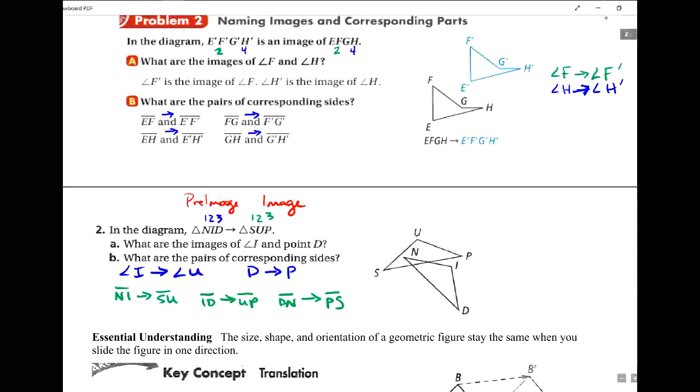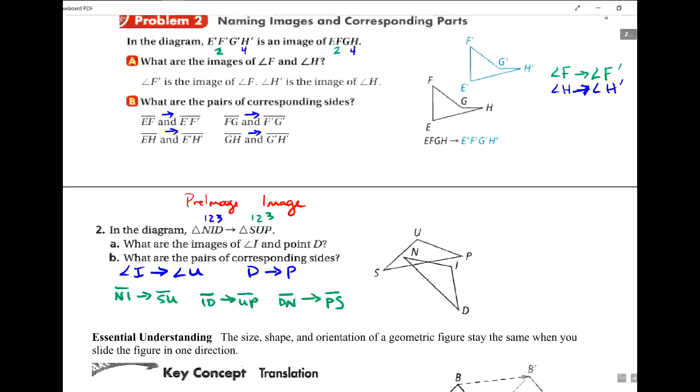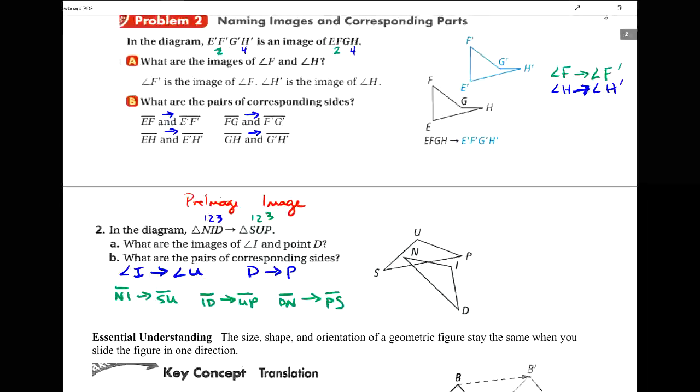And the pairs of corresponding sides, well, we just go in order. Segment NI is in the same position as segment SU. ID, UP. I went from end back around, DN, so end back around, to segment PS. Those are pretty straightforward. You just have to be careful and make sure you're labeling properly.